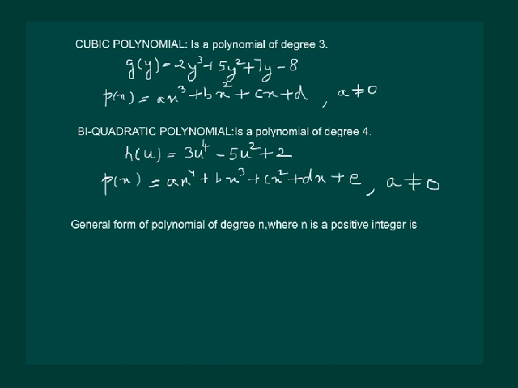So now we come to the general form of a polynomial of degree n, where n is a positive integer. It would be p(x) equal to a_n x power n plus a_(n minus 1) x power (n minus 1), and so on till we get a_1 x plus a constant a_0. Here a_(n minus 1) and so on, a_1 and a_0 are real numbers and a_n cannot take the value 0.